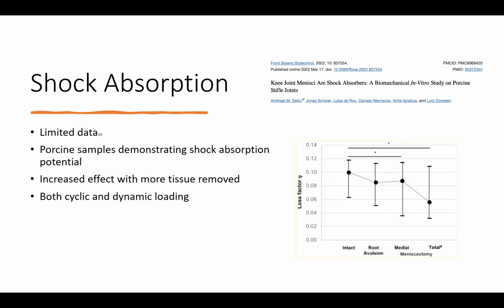So overall, there's a paucity of literature pertaining to the shock absorption capacity of the meniscus. This is different than its load transmission function. This small in vitro study utilized porcine samples and demonstrated the potential effects of sequential meniscectomy on force across the joint. A higher loss factor correlated with increased dampening potential and thus better shock absorption. The results of this study demonstrated a negative effect when additional meniscal tissue was removed under both conditions, including cyclic, low to moderate intensity, and impact loading states.